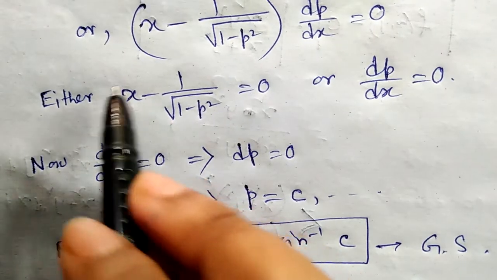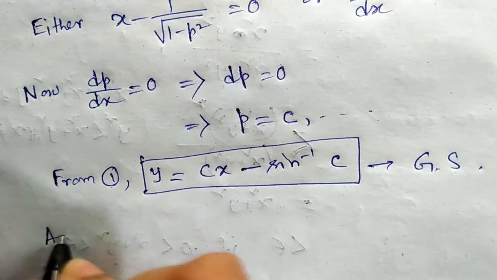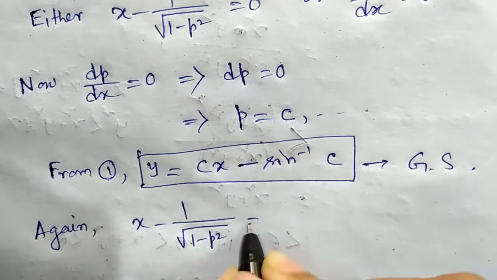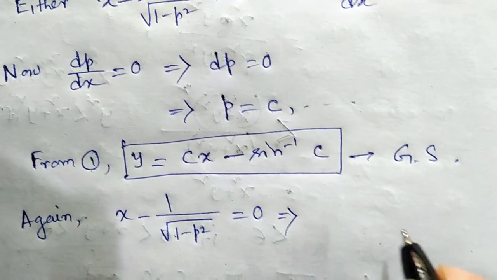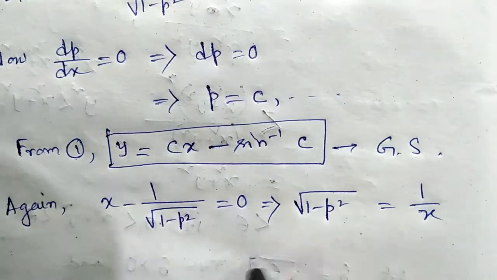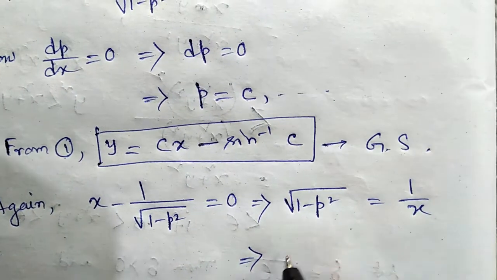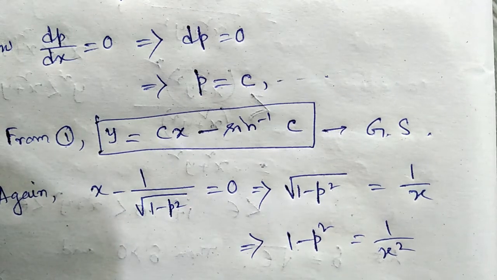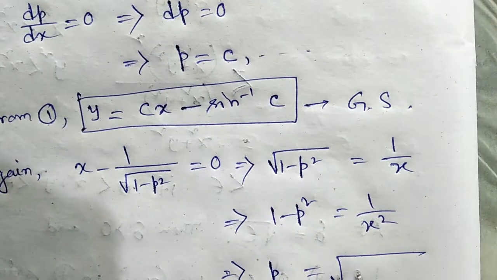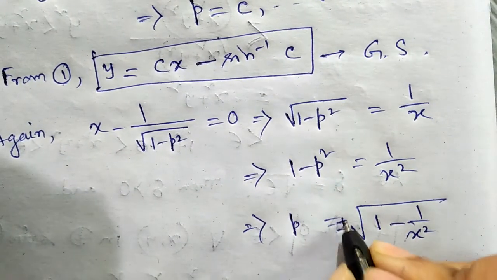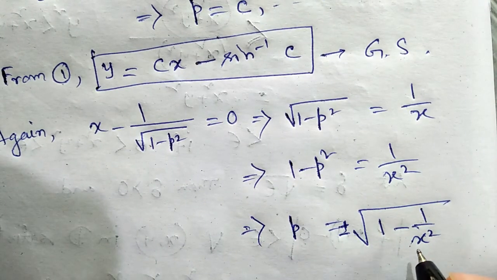Now again coming to this factor. So again, x minus 1 by root over 1 minus p square equal to 0. This implies root over 1 minus p square equal to 1 by x, that is 1 minus p square equal to 1 by x square, so p equal to root over 1 minus 1 by x square, and here plus minus. So p equals plus minus root over 1 minus 1 by x square.